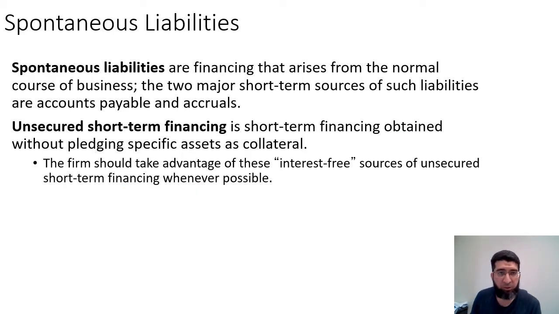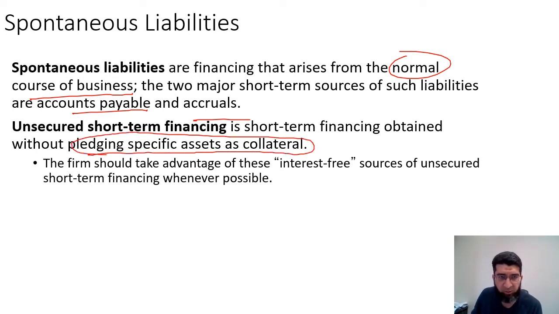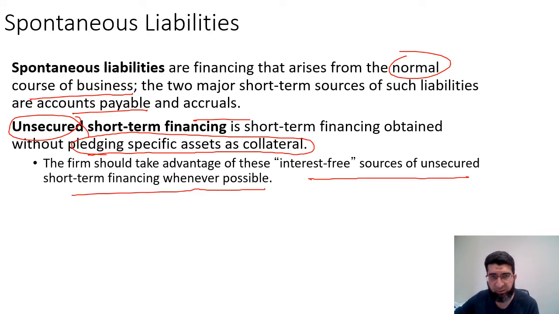First, we try to understand the concept of spontaneous liabilities. These are short-term liabilities, financing that arises from the normal course of business. The two major short-term sources of such liabilities are accounts payable and accruals. Unsecured short-term financing is short-term financing obtained without pledging a specific asset as collateral, hence unsecured. The firm normally takes advantage of these interest-free sources of unsecured short-term financing whenever possible. Let's see how they do that.